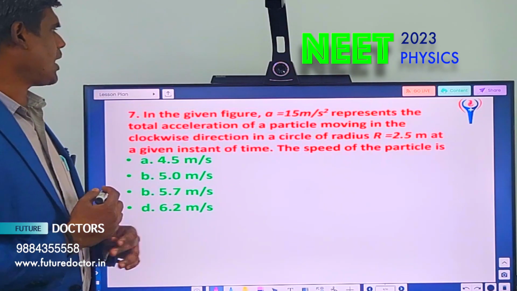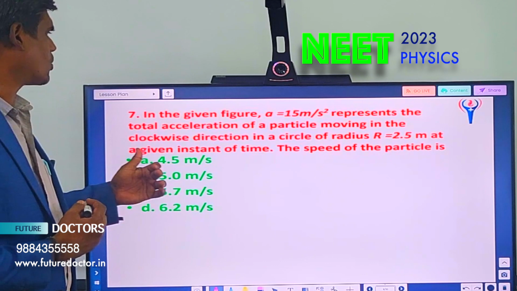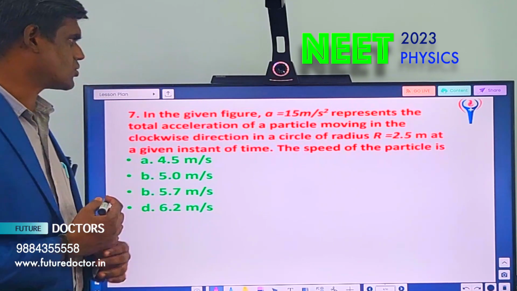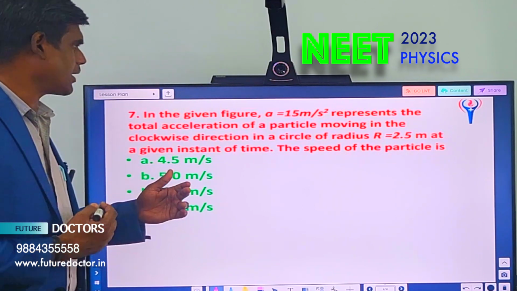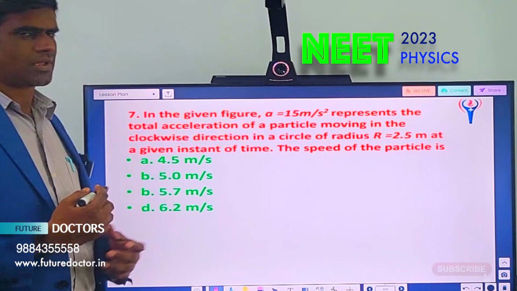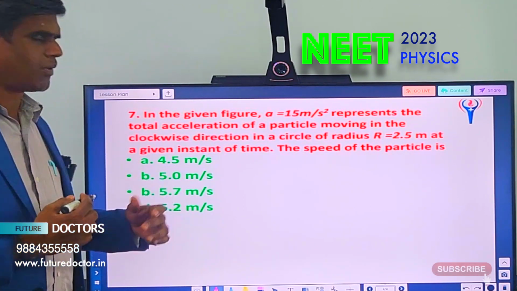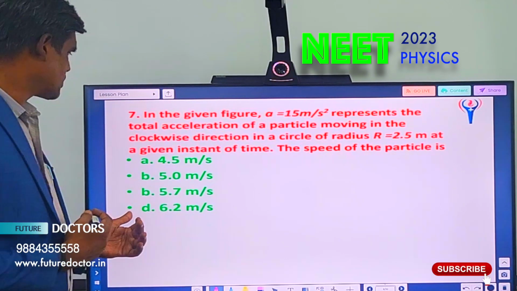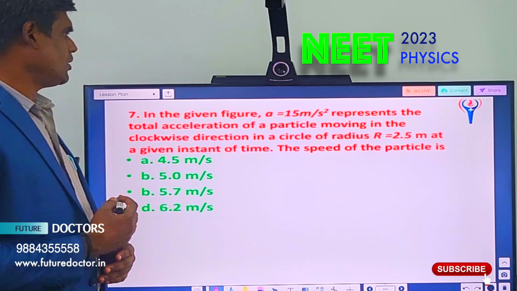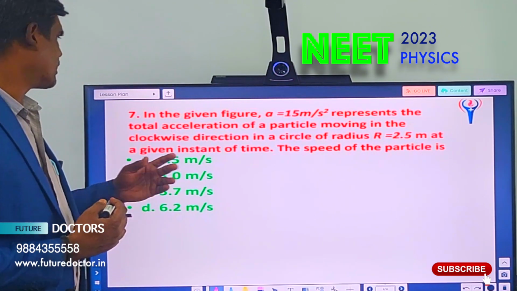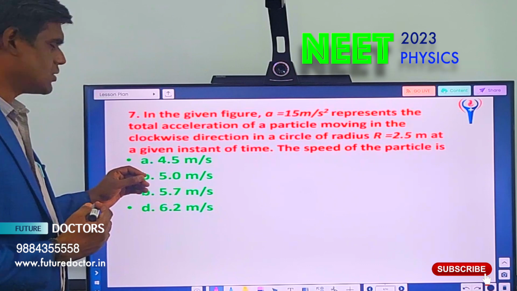In the given figure, a equal to 15 meter per second square represents the total acceleration of a particle moving in the clockwise direction in a circle of radius r equal to 2.5 meter at a given instant of time. The speed of the particle is dash. A option 4.5 meter per second, B option 5.0 meter per second, C option 5.7 meter per second, last option 6.2 meter per second. Here you should know the formula for the speed of the particle using the acceleration, radius and all. By knowing this, you will solve this question.